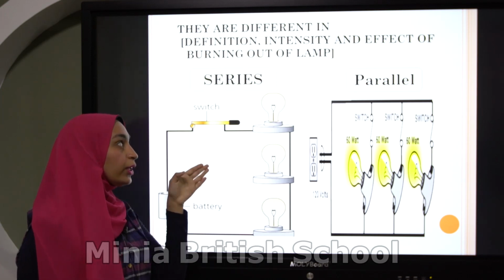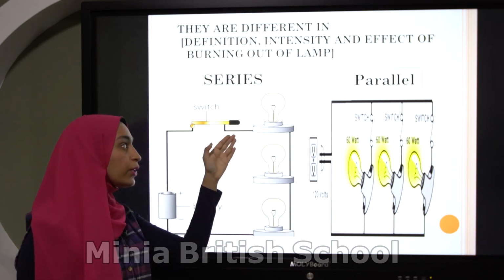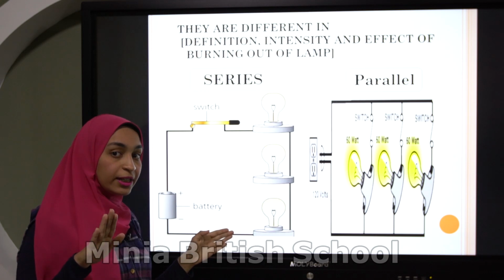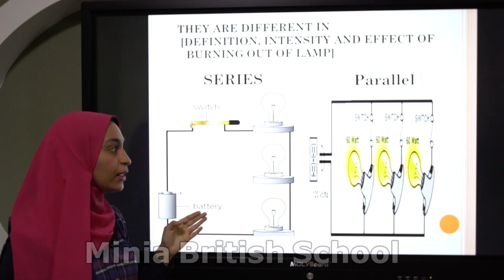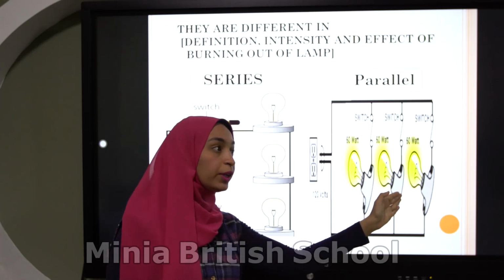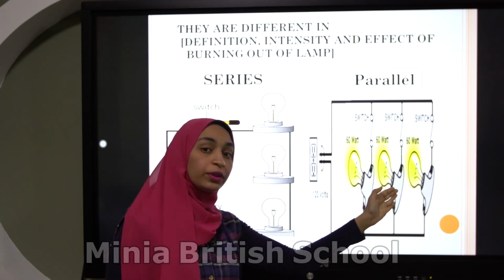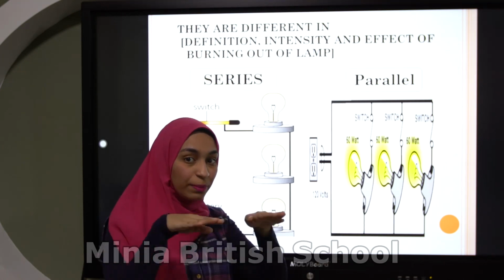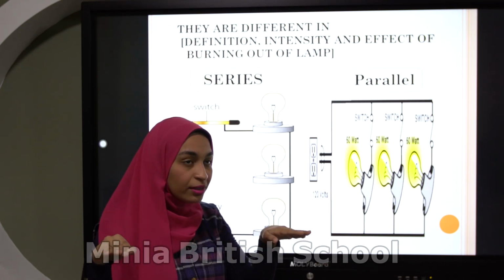We said also that in a series connection, by increasing the number of lamps, the light intensity decreases. But in parallel connection, by increasing the number of light bulbs or by increasing the number of lamps, the light intensity remains as it is. It will not change.